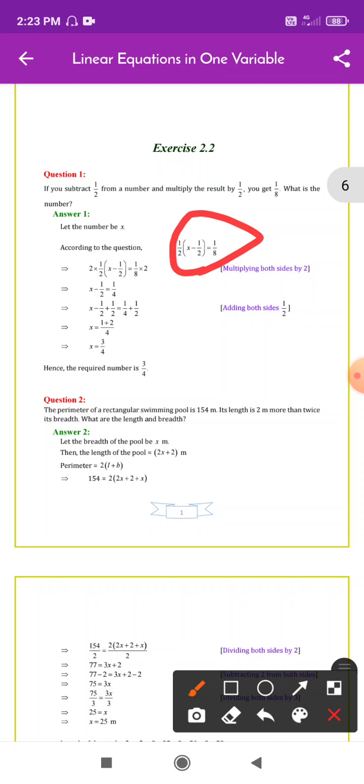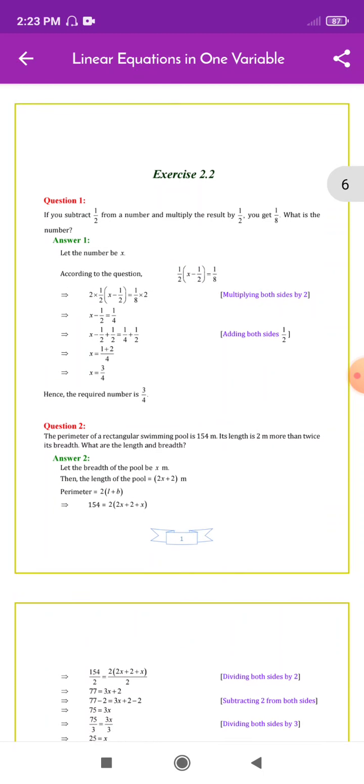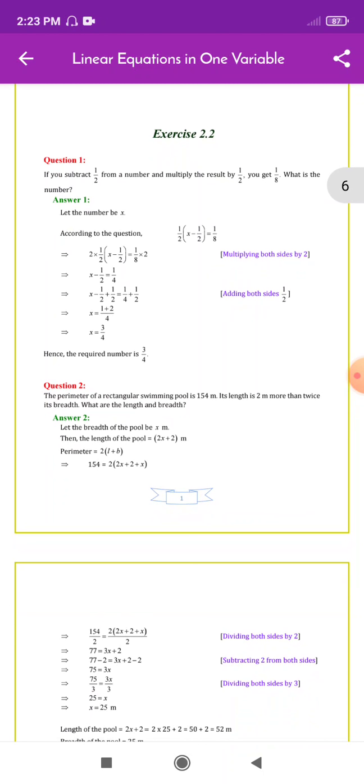Here 2 is there and here 2 is there. So we have to multiply both sides by 2. This 2 and this 2 will cancel, and on the right hand side, 2 ones are 2, 2 fours are 8, so 1 upon 4 will remain. Only x minus 1 upon 2 will remain in the bracket, equals 1 upon 4.